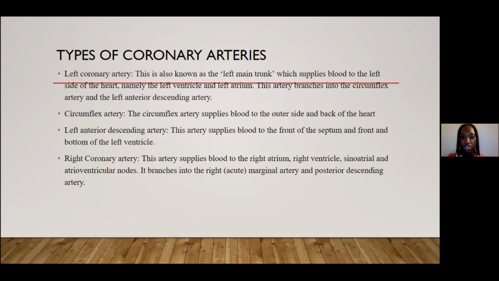There is the left anterior descending artery, which supplies blood to the front of the septum and front and bottom of the left ventricle. There's also the right coronary artery, which supplies blood to the right atrium, right ventricle, sinoatrial and atrioventricular nodes.